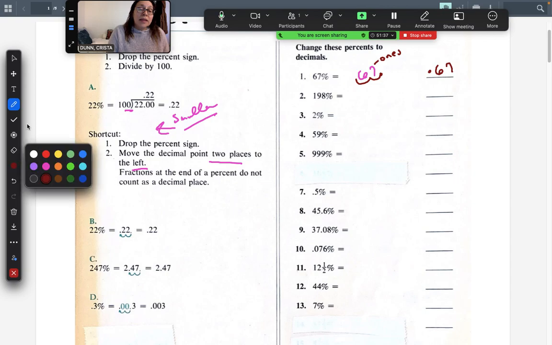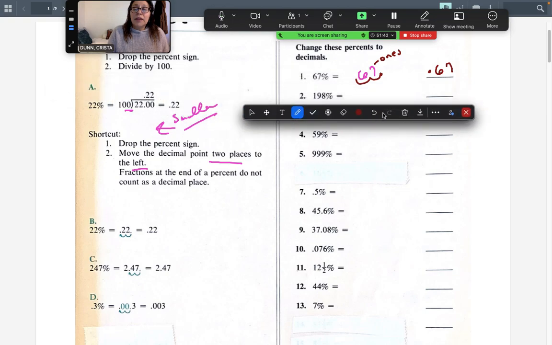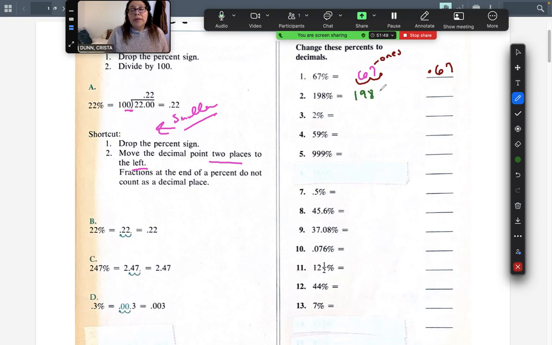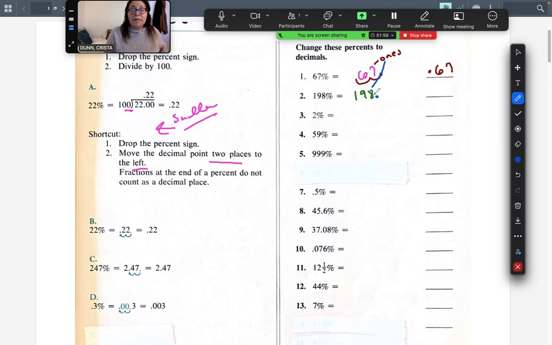This will be the same thing. Let me just move this on over. 198%. So I got to put that decimal point, right? The decimal point goes after the ones place. And I'm going to move it how many? 2. It's kind of hard, the camera's over there. And so I'm going to go 1, 2. So it's 1.98.